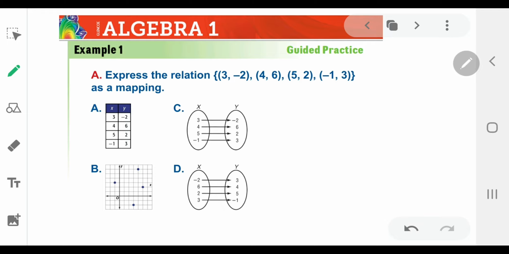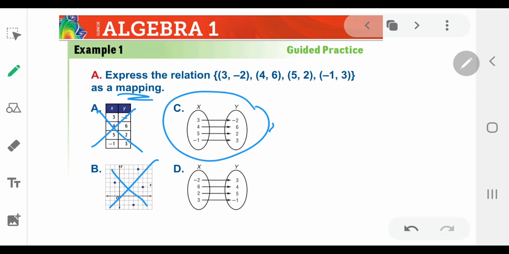Express the relation as a mapping. First of all, he's asking for a mapping method. So this means I'm excluding the first two, A and B. This one using tables, this one using graphs, I'm excluding them. I have two other answers, C and D, and both of them are mapping. I just have to find out which one is the correct mapping or the correct pairing of each ordered pair. 3, -2, this is 3, -2, 4, 6, this is 4, 6, 5 and 2, -1, 3, so this is the correct answer.